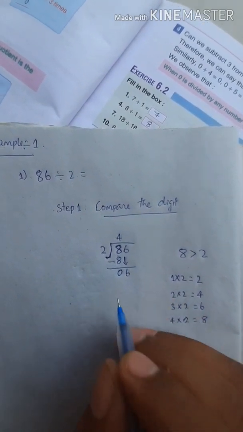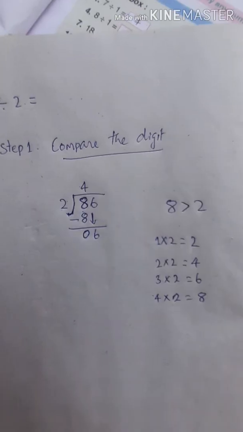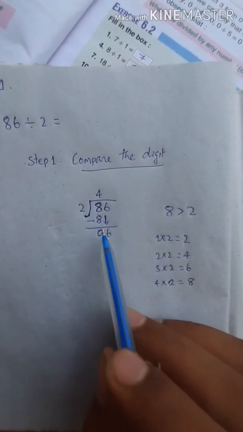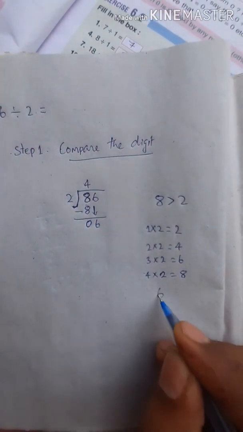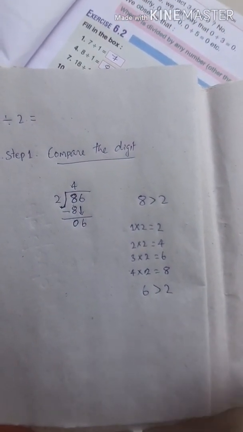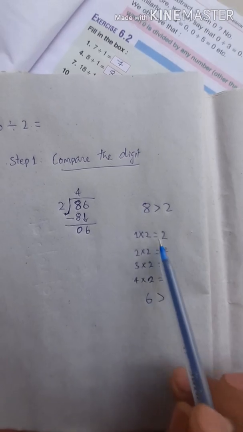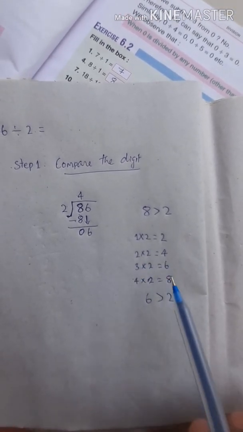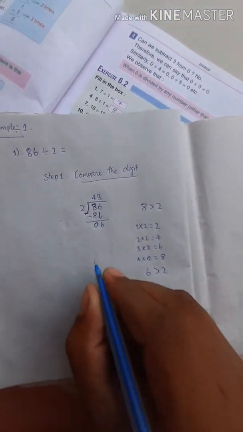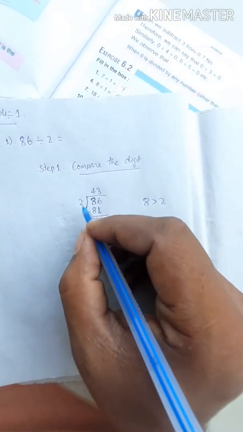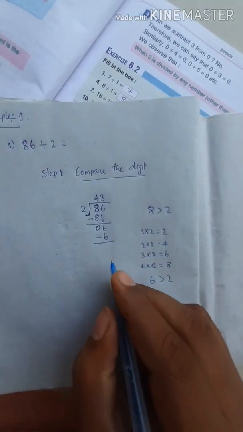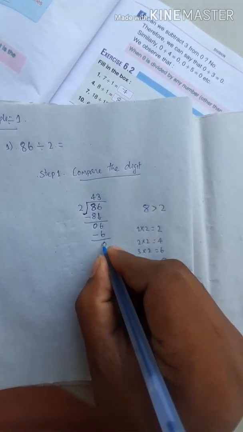For doing this, students, first we compare the digits. You know that 6 is greater than 2. So the next step is write the table of 2. 1 2s are 2, 2 2s are 4, and 3 2s are 6. So let us write 3 here, and after that multiply 2 into 3, that is 6. Then subtraction: 6 minus 6 is equal to 0.